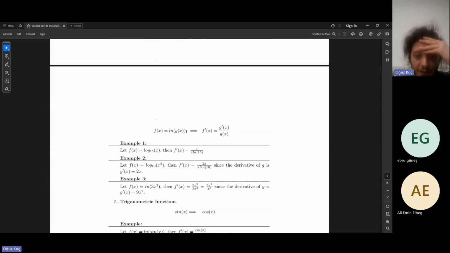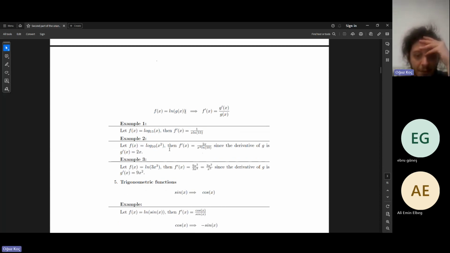And also we have the natural logarithm case. In this case, we just take the derivative of the function g of x, then divide it by the function itself. That's simple. And some examples for these rules.